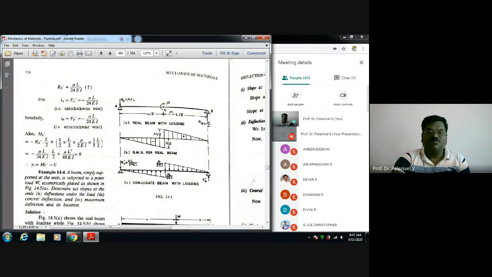Don't get confused with the author's notation. Normally, to represent a couple, we use capital M as a notation. This way, the support reaction is determined. This is the easiest problem. This is the bending moment diagram for this. If you know how to draw the bending moment diagram, you do it, and you will get a bending moment diagram like this.